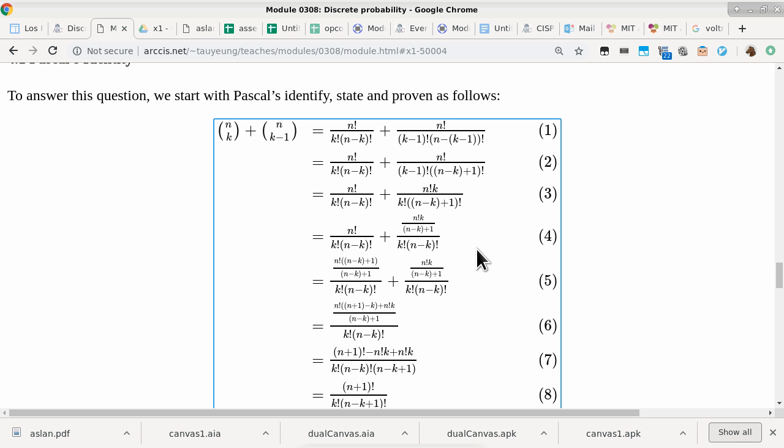But then the numerator gets a little bit messy because now it has to actually divide n factorial k by n minus k plus 1. So it doesn't seem like we're going anywhere. And then what do I do from 4 to 5?